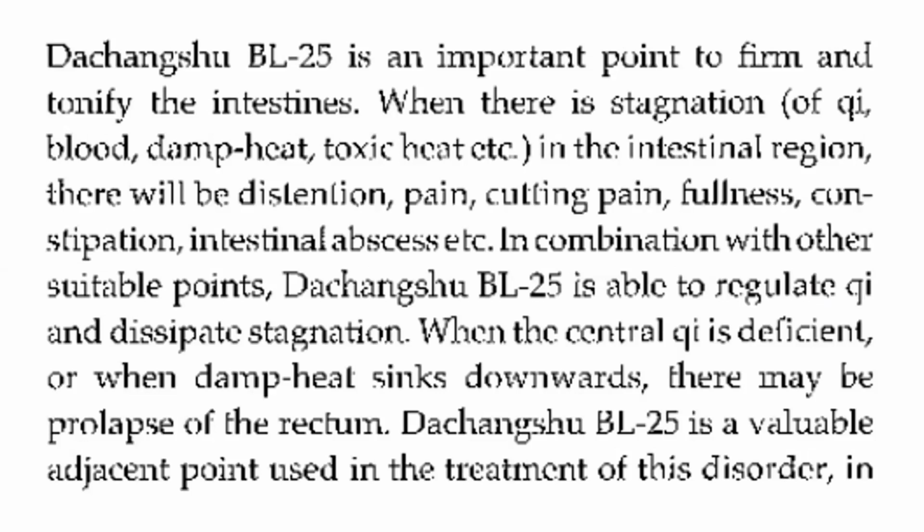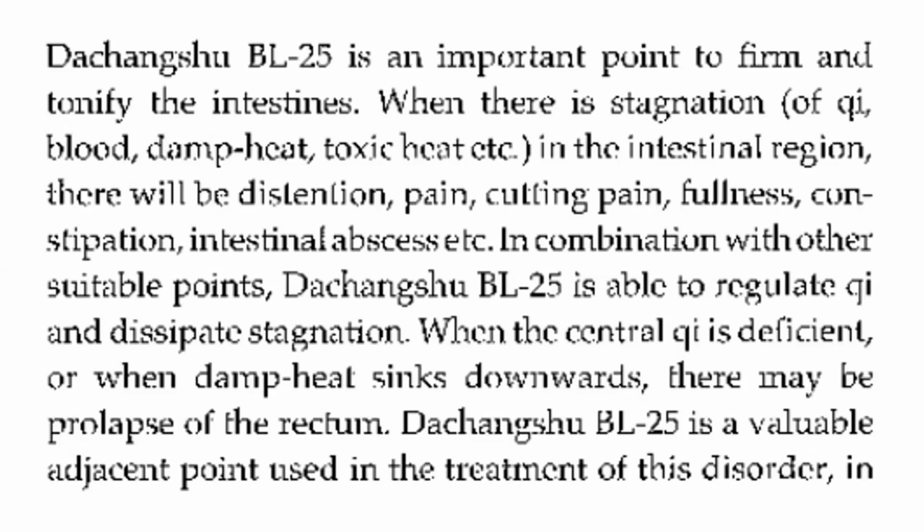In combination with points that tonify the spleen and stomach, bladder 25 is an important point to firm and tonify the intestine. When there is stagnation of qi, blood, damp heat, or toxic heat in the intestinal region, there will be distension, pain, cutting painfulness, constipation, and intestinal abscess. In combination with other suitable points, bladder 25 is able to regulate qi and dissipate stagnation.